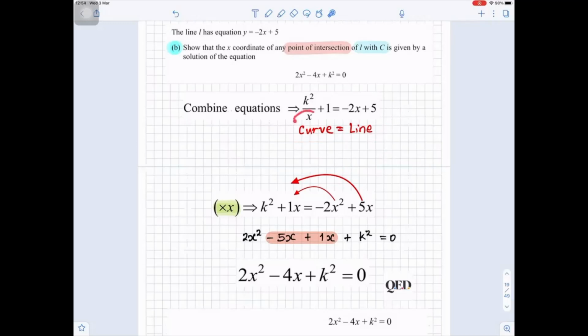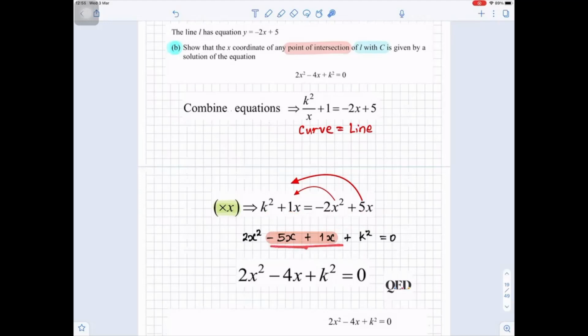So to get rid of the x in the denominator, we times this by x, times this by x, times this by x, times this by x. So that will give us k squared plus 1x equals minus 2x squared plus 5x. And we take minus 2x squared to the left, take 5x to the left. Minus 2x squared goes to the left, it becomes plus 2x squared. Plus 5x goes to the left, it becomes minus 5x. And we have the plus 1x, we have the plus k squared equals 0.